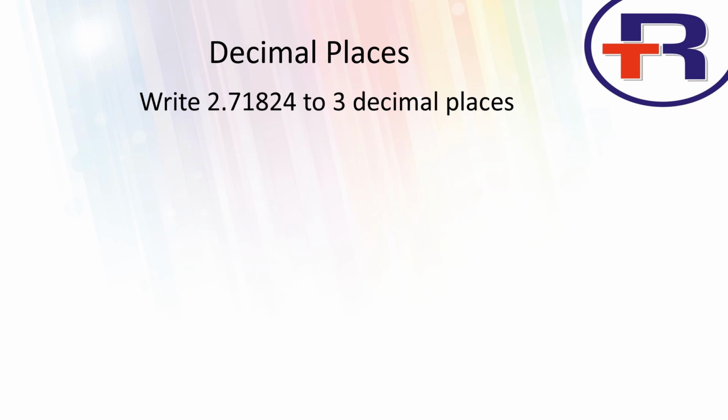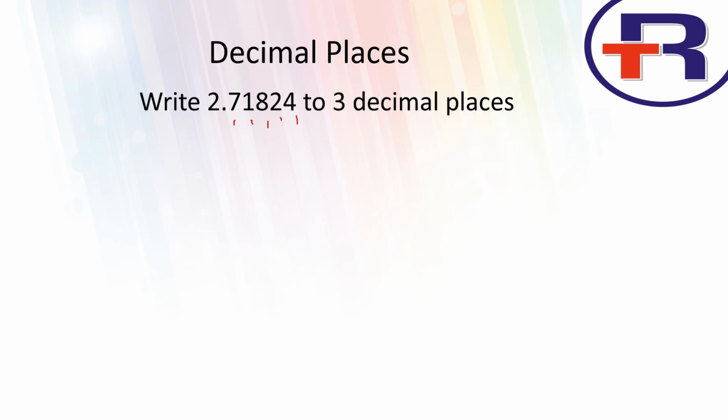Next important thing to think about are decimal places. If you're given an answer to an exam question, you've got to give your answer to a certain number of decimal places. This is how we work it out. These numbers to the right of the decimal point are the decimal places. 7, 1, 8, 2 and 4 are the decimal places. We've got to give this answer correct to 3 decimal places.